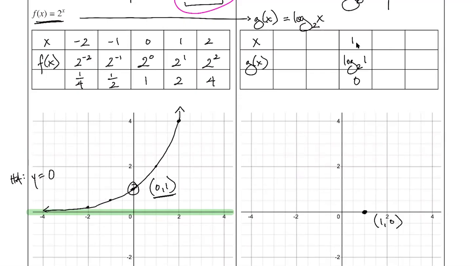Someone give me another point from my f of x so that I can switch the x and y's and get a new point on my g of x.